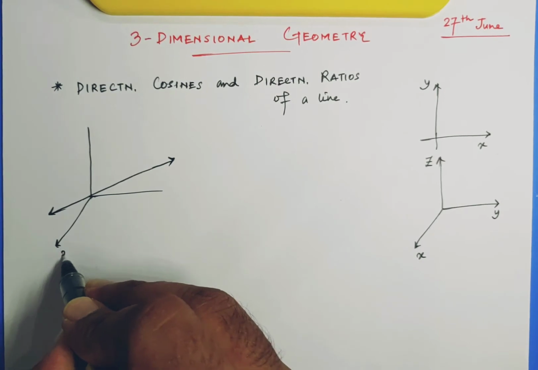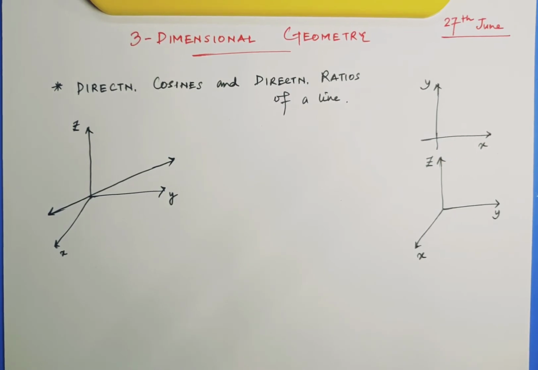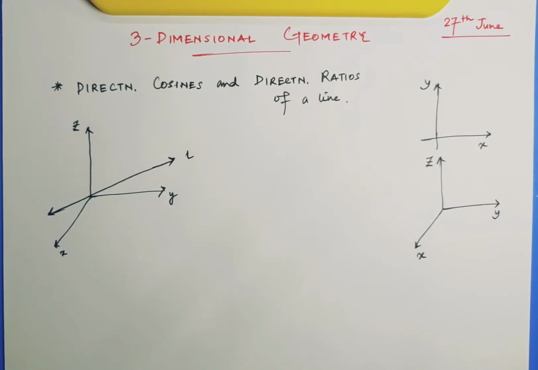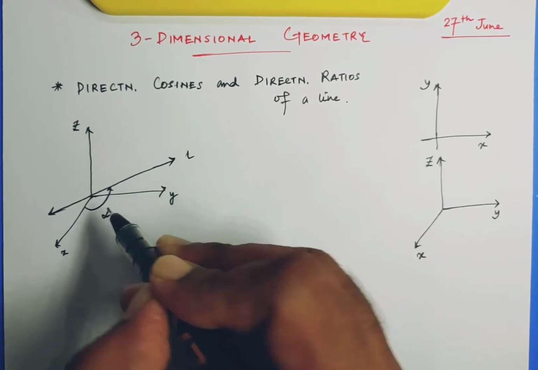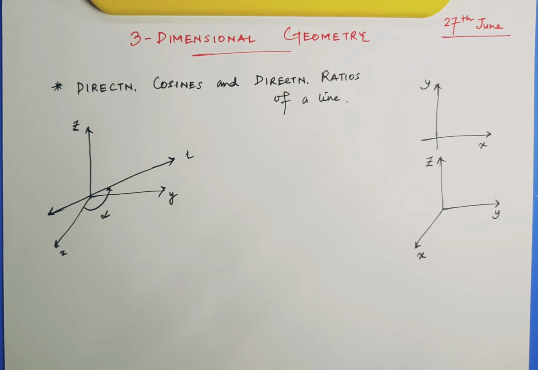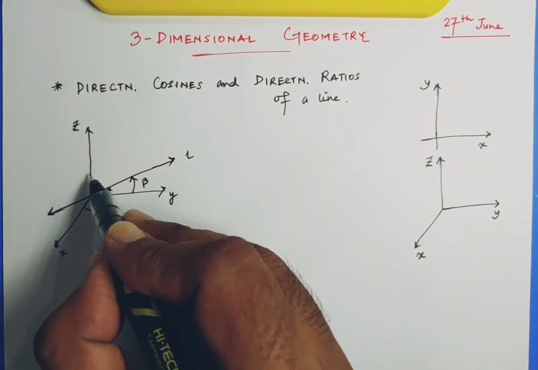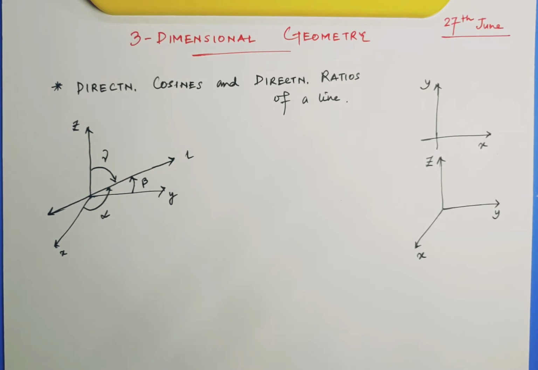So this is our x, this is our y, and this is our z. Now if I ask you what are the angles made by the line L with the x-axis, y-axis and z-axis? This one is the angle with the x-axis and we give it as alpha. We have done this in the previous chapter also. This one I will name beta. This one I will name gamma. And these are known as direction angles. So the angles made by the line with the x-axis, y-axis and z-axis are known as direction angles.